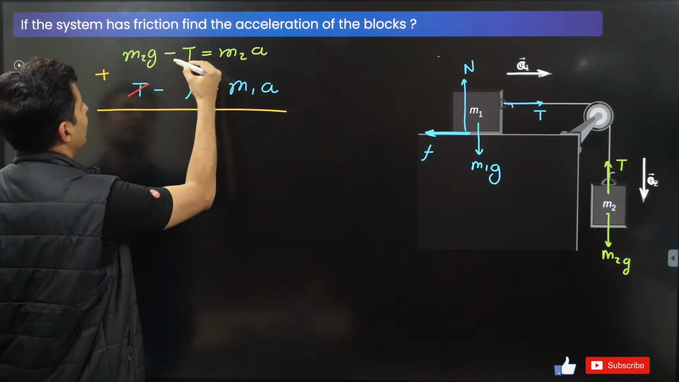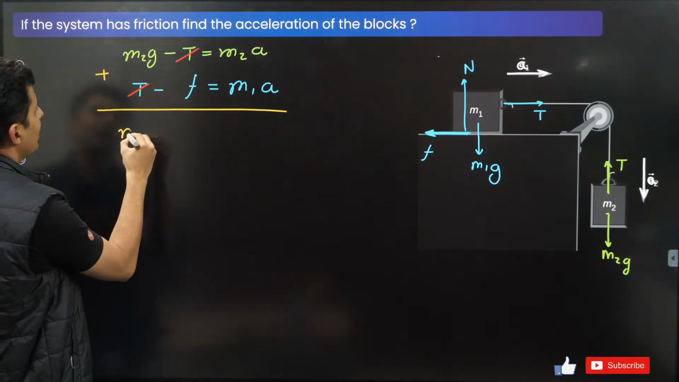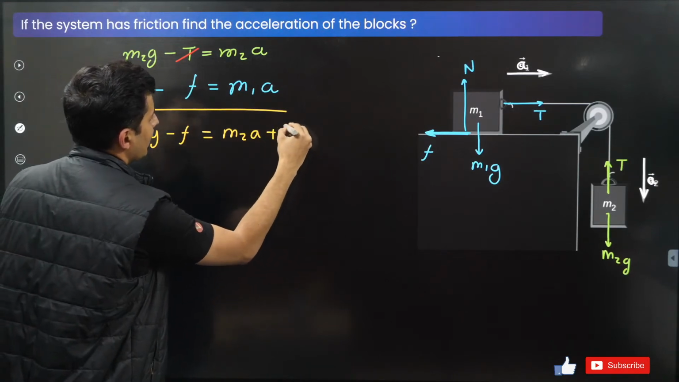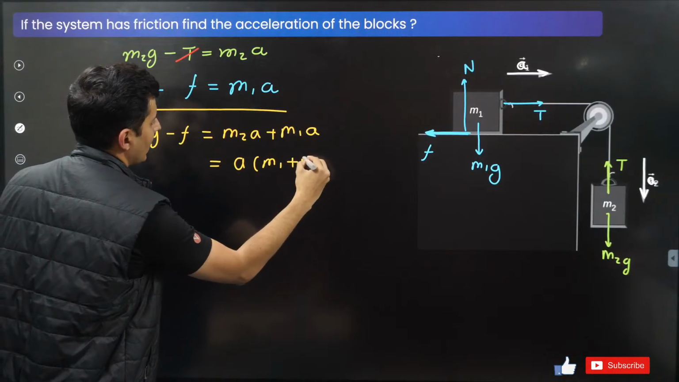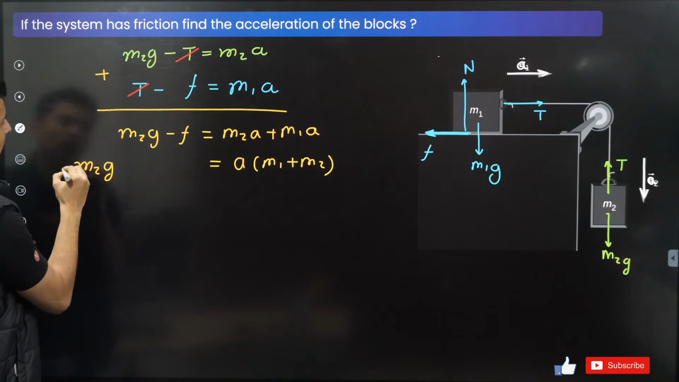This tension and this tension will cancel. Minus T plus T will cancel. So what will I be left with? M2G minus F is M2A plus M1A. A is common, so I will write it as M1 plus M2 on the right hand side. Over here, it will be M2G, okay?